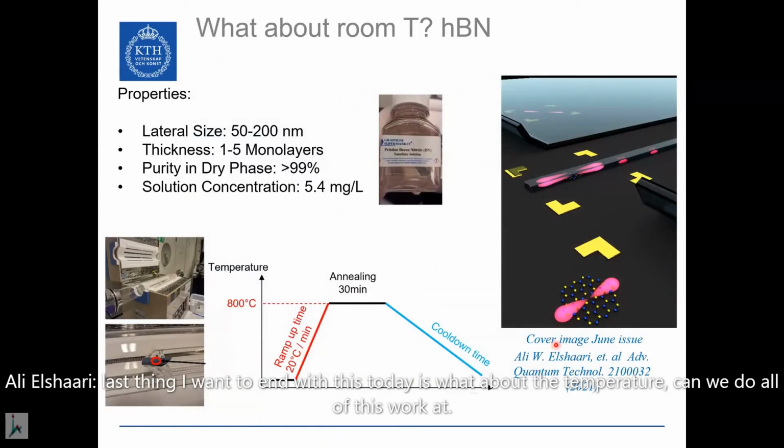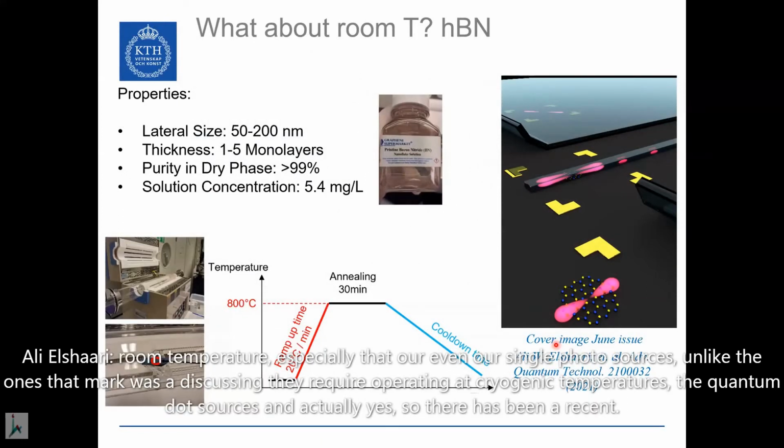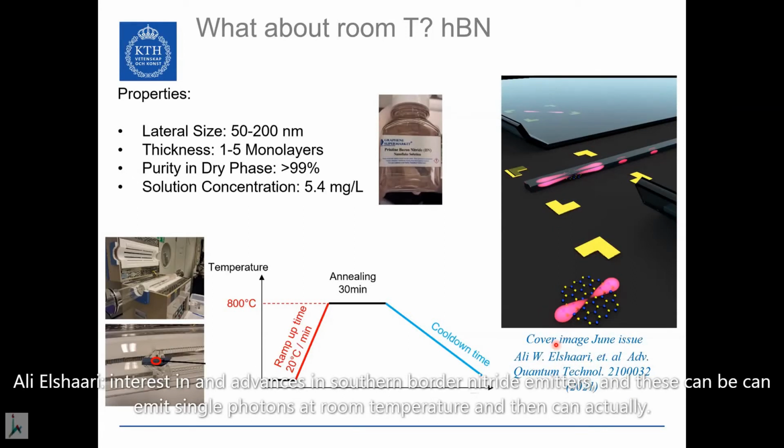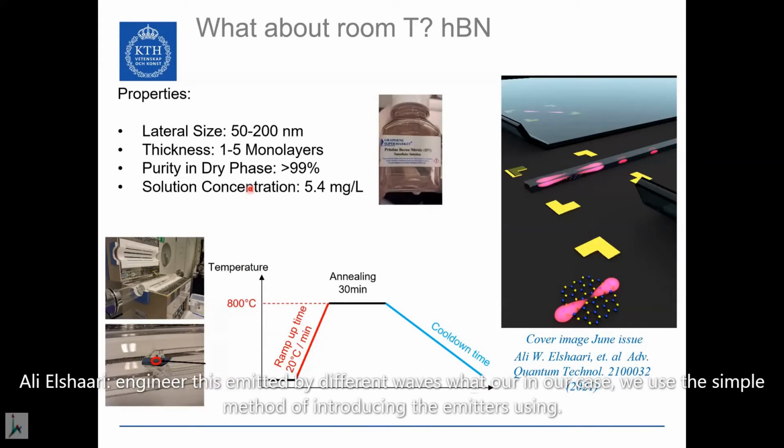Last thing I want to end with today is, what about room temperature? Can we do all of this work at room temperature, especially since even our single photon sources, unlike the ones that Mark was discussing, the quantum dot sources, require operating at cryogenic temperatures? And actually, yes. There has been recent interest and advances in hexagonal boron nitride emitters, and these can emit single photons at room temperature, and you can engineer these emitters in different ways.